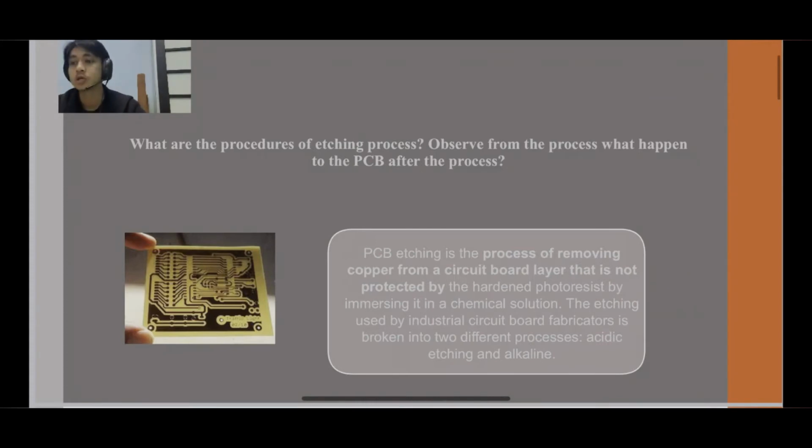So today I'm going to explain about question 4, 5 and 6. For question 4, the question is, what are the procedures of etching process? So as we know, PCB etching is the process of removing copper from a circuit board layer that is not protected by the hardened photoresist by immersing it in a chemical solution. The etching used by industrial circuit board fabricator is broken into two different processes, acidic etching and alkali.